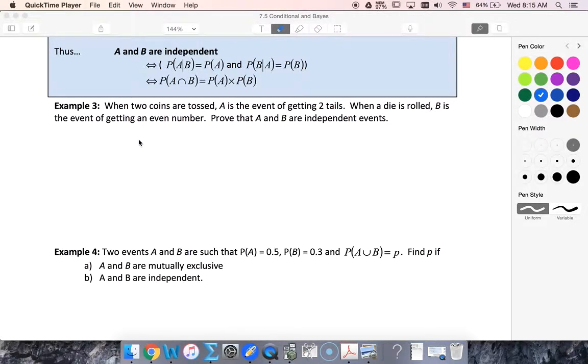All right, I've got 2 coins being tossed, and A is the event of getting 2 tails. A die is rolled, and B is the event of getting an even number. So we want to prove that these are independent.